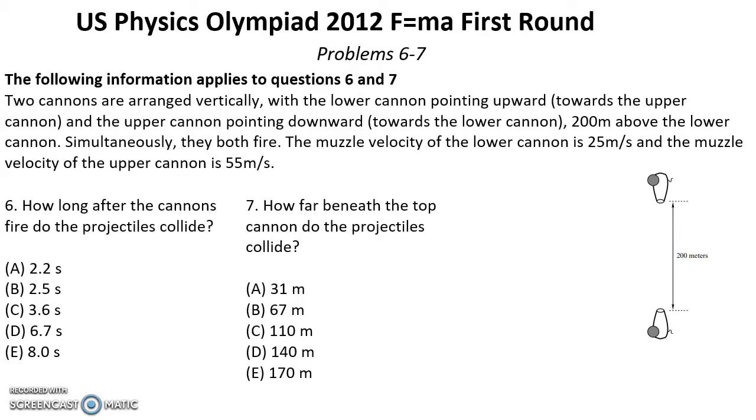Simultaneously they both fire. The muzzle velocity of the lower cannon is 25 meters per second and the muzzle velocity of the upper cannon is 55 meters per second. Question number 6. How long after the cannons fire do the projectiles collide? And question 7. How far beneath the top cannon do the projectiles collide?